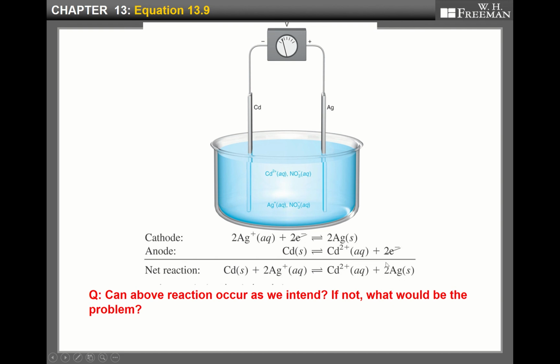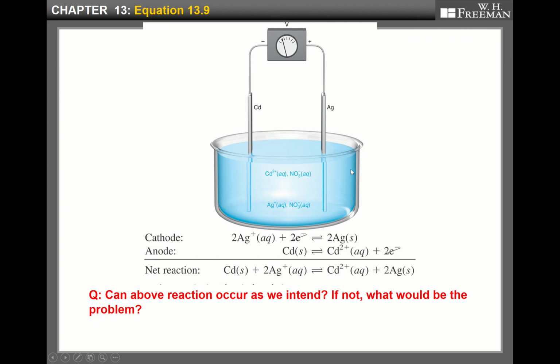This is the net reaction. But we can ask this question: can the above reaction occur as we intend? But actually, this reaction doesn't take place. What would be the problem? What's the problem in this case? Our intention is to derive these cathodic and anodic reactions by setting up the electrochemical cell like this. But actually, nothing will happen.